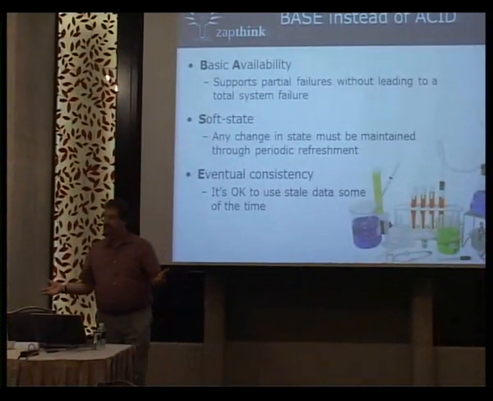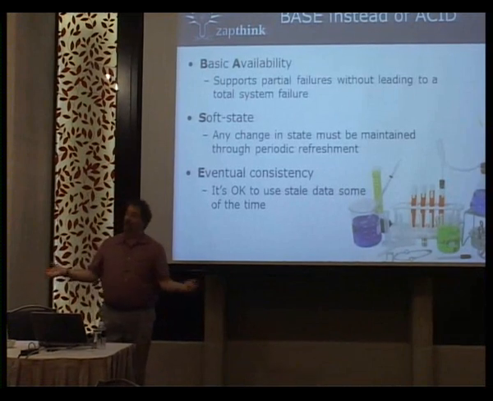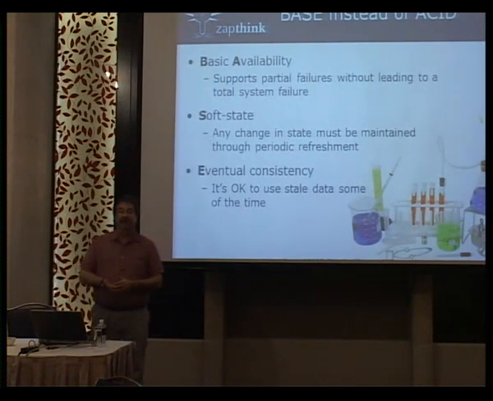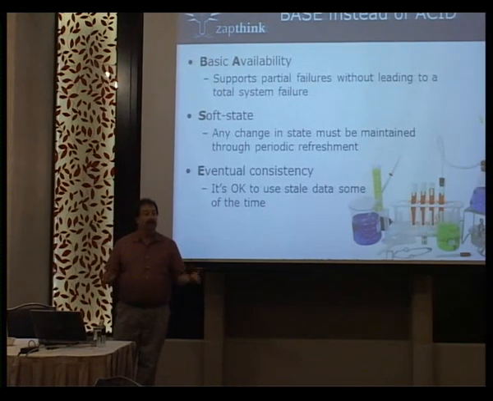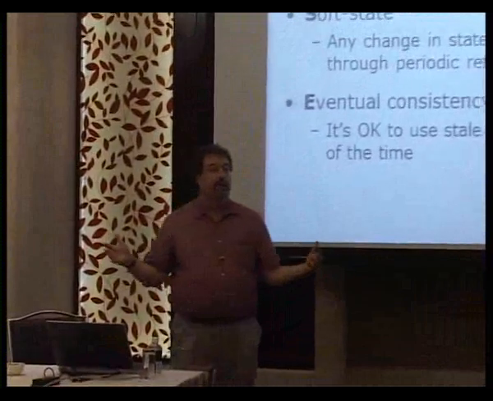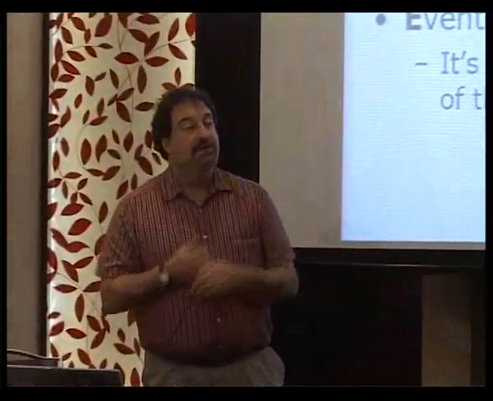So what's the alternative to ACID? It's called BASE. I didn't make this stuff up. ACID, BASE, get it? Anyway, what does BASE stand for? Basic availability, soft state, and eventual consistency. Basic availability is the ability to support partial failures that don't lead to a total system failure. That happens in the cloud all the time. Soft state means that state information has to be allowed to expire, so we have to continually refresh it. And then eventual consistency: data may be stale some of the time, and it's okay to use stale data because we'll be able to synchronize our data and update it after a certain amount of time.